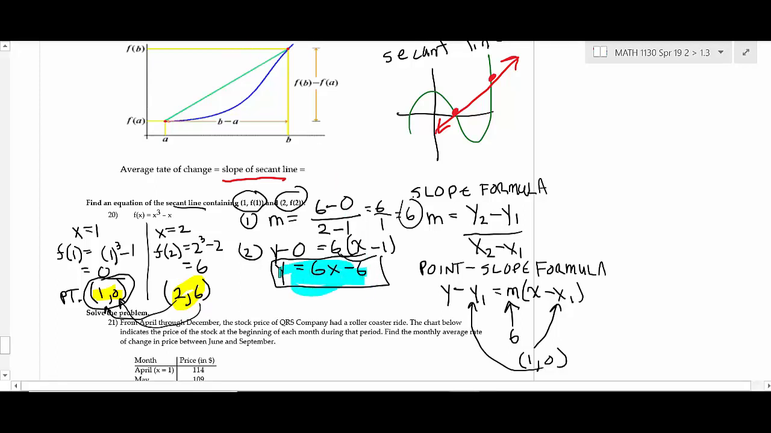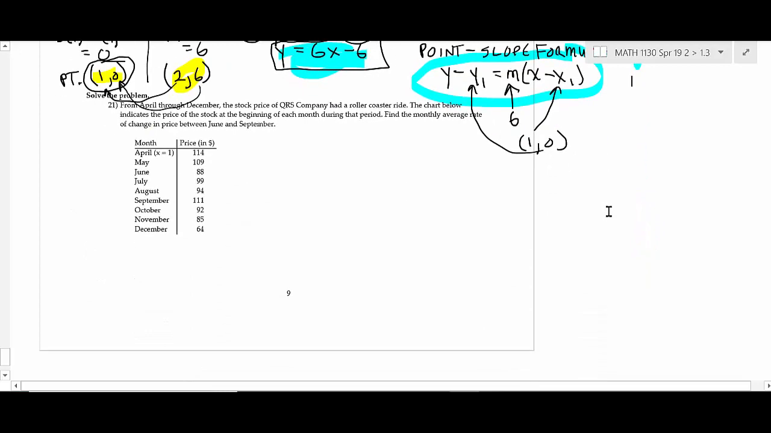Does that look familiar? I suspect most of you have done that at some point in your life. You find equations of secant and tangent lines all the time in calculus, and the way you typically do that is with that formula. So you want to know what that formula is doing.